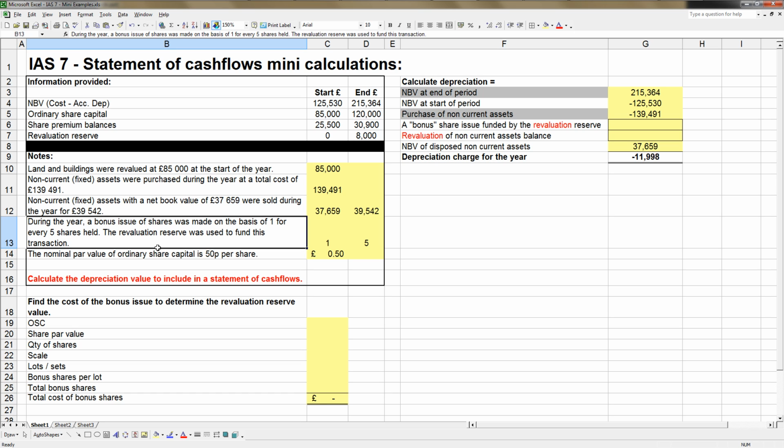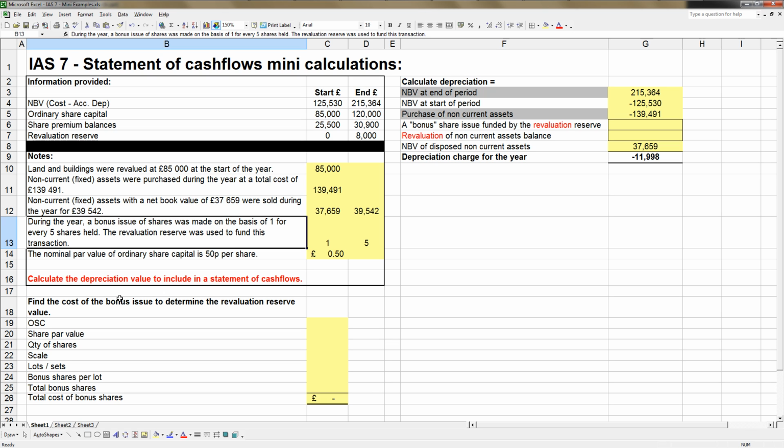Another thing to observe is the revaluation reserve balance. It's actually increased by 8,000. So it's increased by 8,000 plus whatever the cost of the bonus issue was, because that value is what financed the cost of the bonus issue. Let's do it, and we'll make more sense of interpreting the answer.